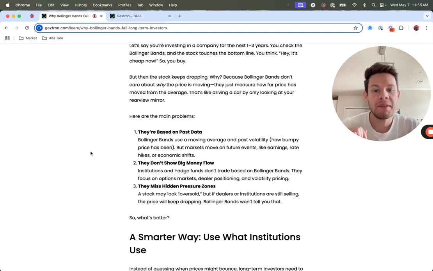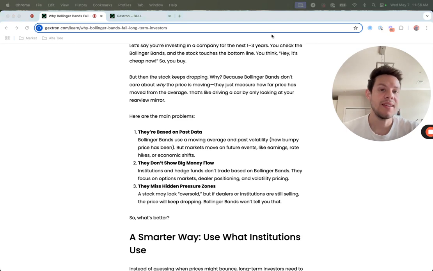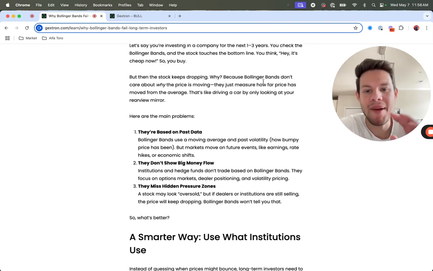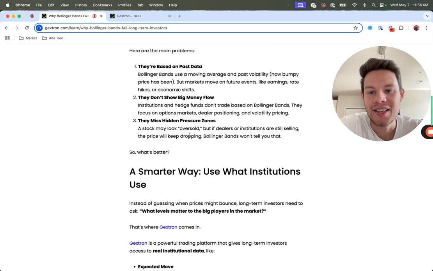Okay, they miss hidden pressure zones. So a stock may look oversold, but if the dealers or institutions are still selling, the price will keep dropping. Bollinger Bands will not tell you that. The only way you know when the selling is going to stop soon is when the option premiums will tell you that, okay? And you cannot get that off of past historical data, nor just a chart. That's not possible.